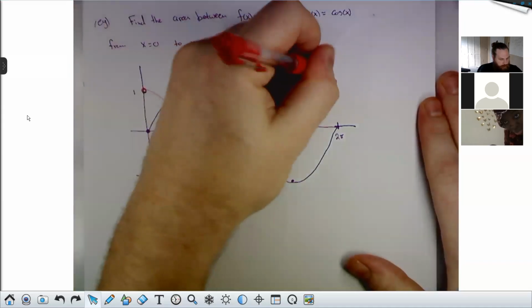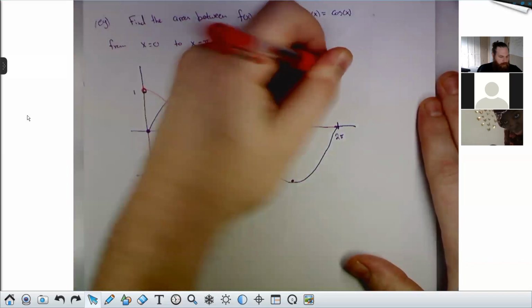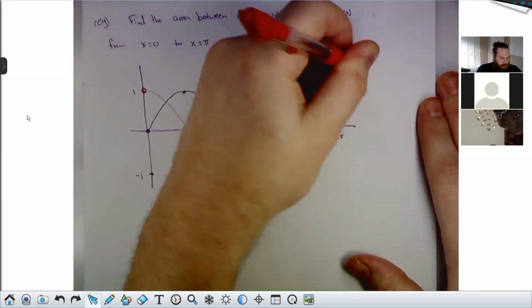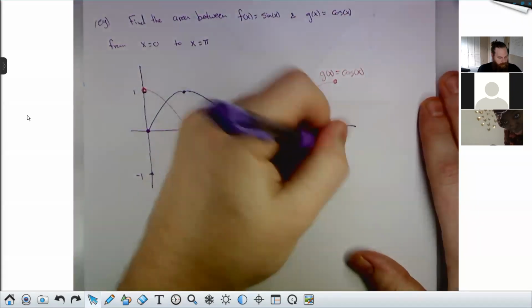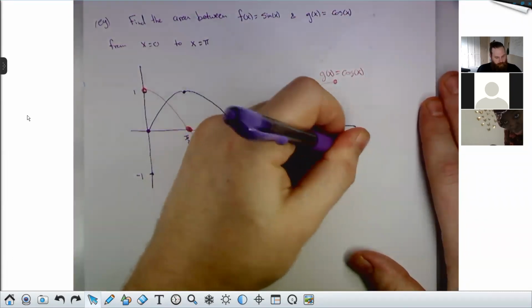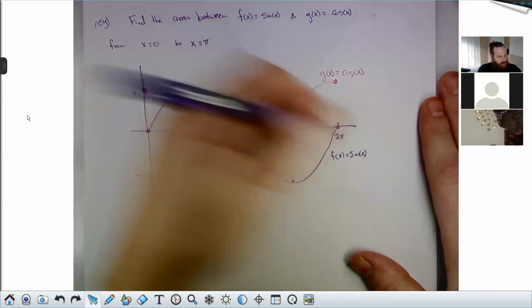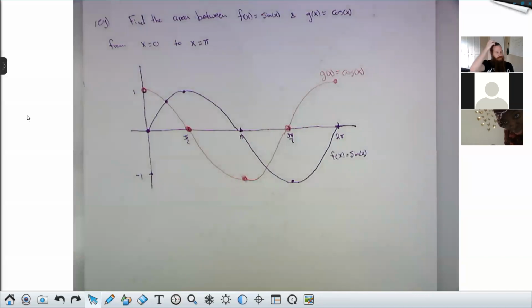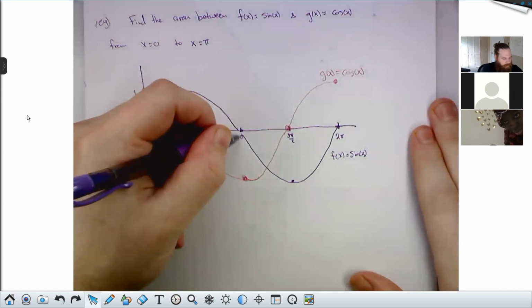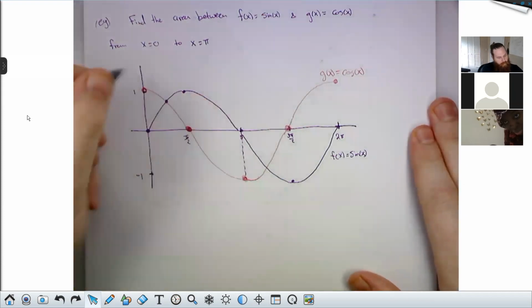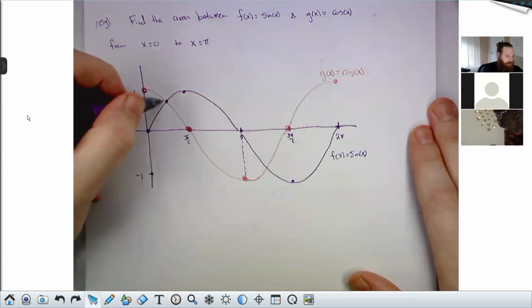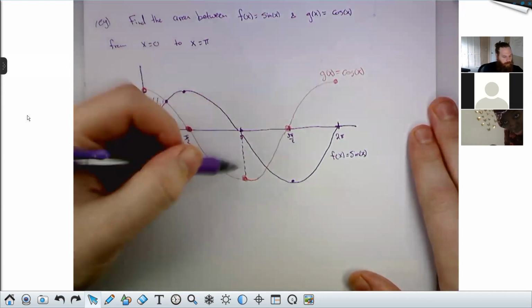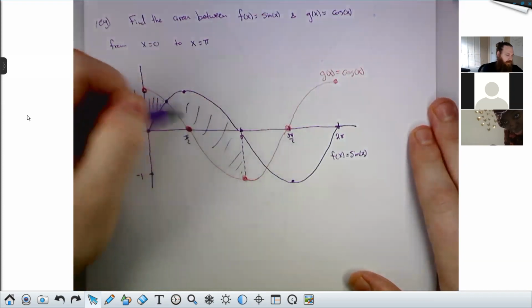So this is g of x equals cos x. And this fellow is f of x equals sine x. And we notice a few things. These guys do change places, right? So I'm looking for the area between these two curves from 0 to pi. That means I want this area and I want this area.